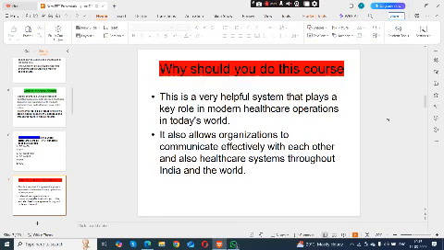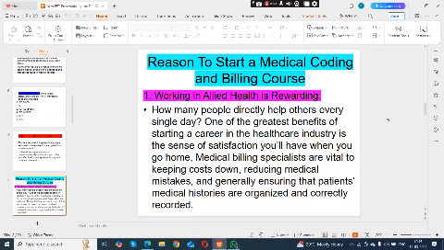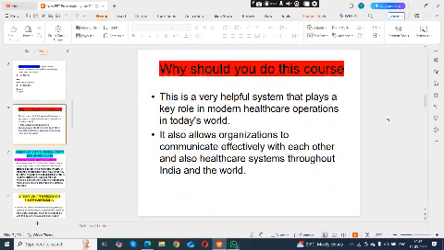And coming to why you should do this course. It is a very helpful system that plays a key role in modern healthcare. Nowadays all organizations communicate effectively with each other, and the healthcare system is working throughout India and throughout the world. Usually we work from India on US projects. So in this scenario you can understand how the world has developed.